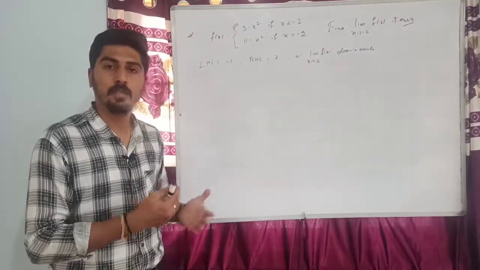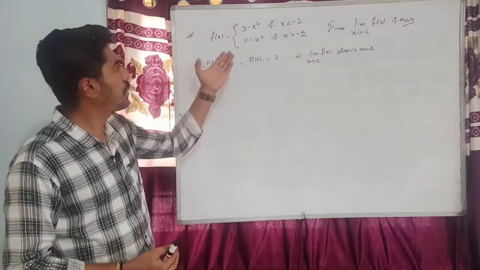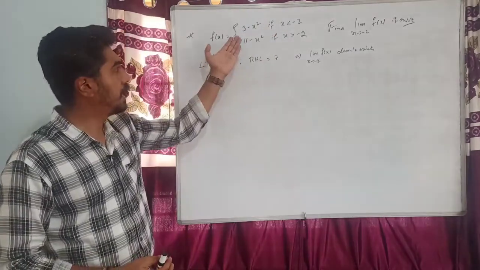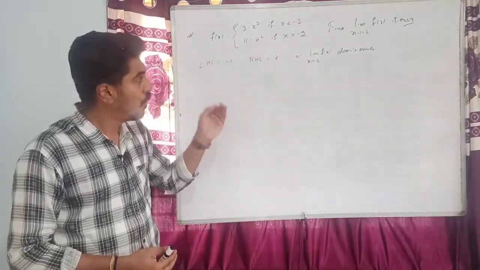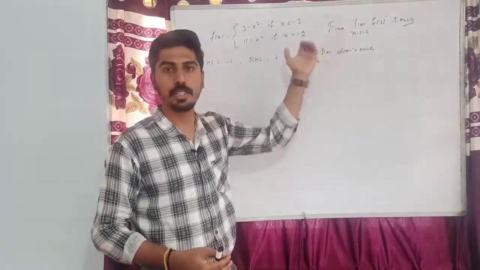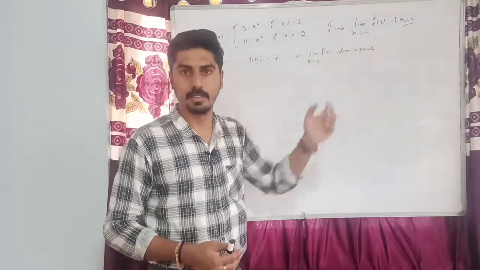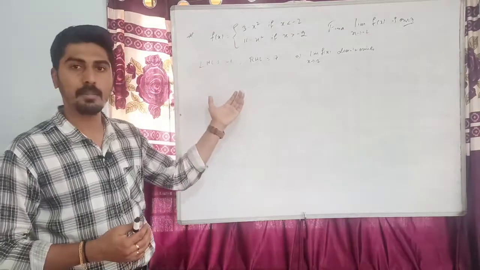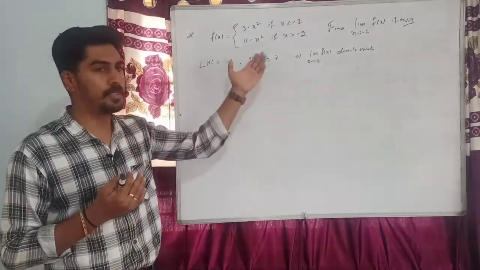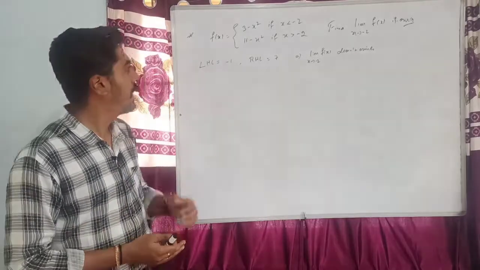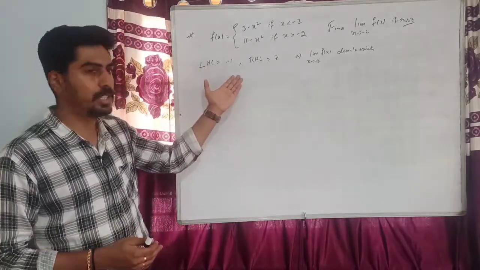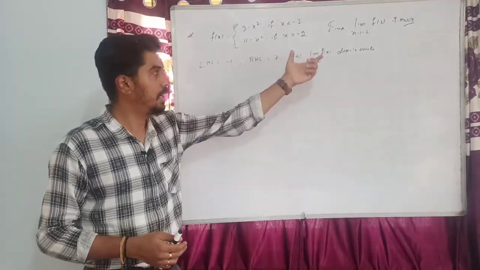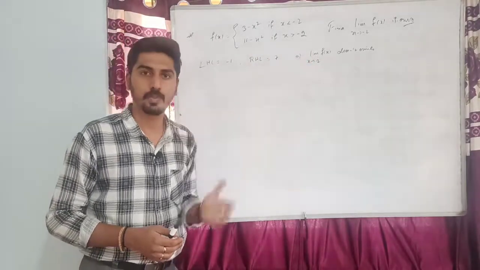Consider one more example. If f of x equal to 3 minus x square if x is less than minus 2 and 11 minus x square if x is greater than minus 2, find limit of f of x as x tends to minus 2 if it exists. As I explained earlier, you can find out the left hand limit and right hand limit. If they are equal, limit exists, otherwise limit does not exist. In this case, I get LHL equal to minus 1, RHL equal to 7. They are not equal, therefore limit does not exist at x equal to minus 2.